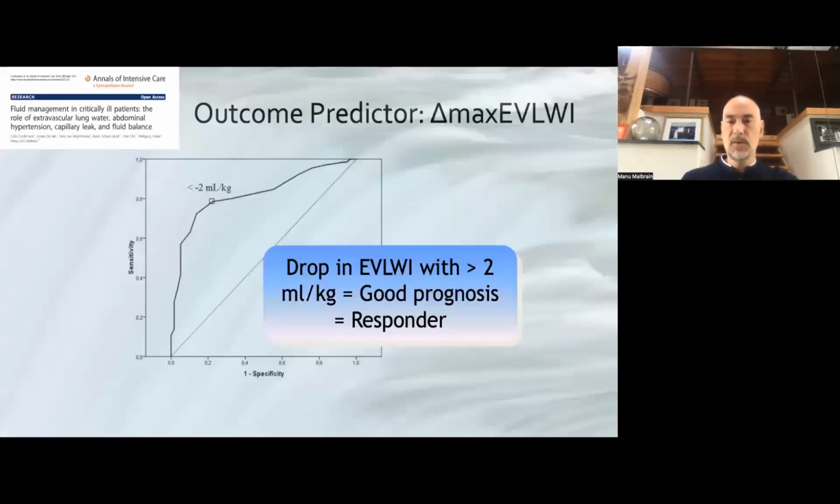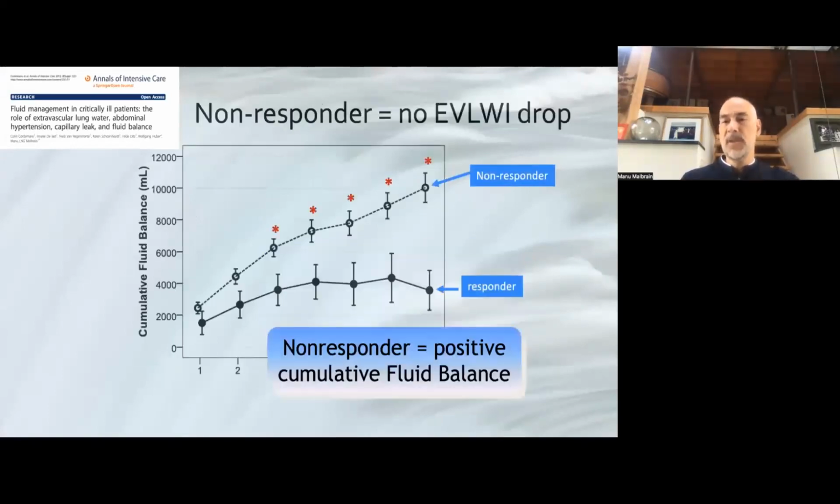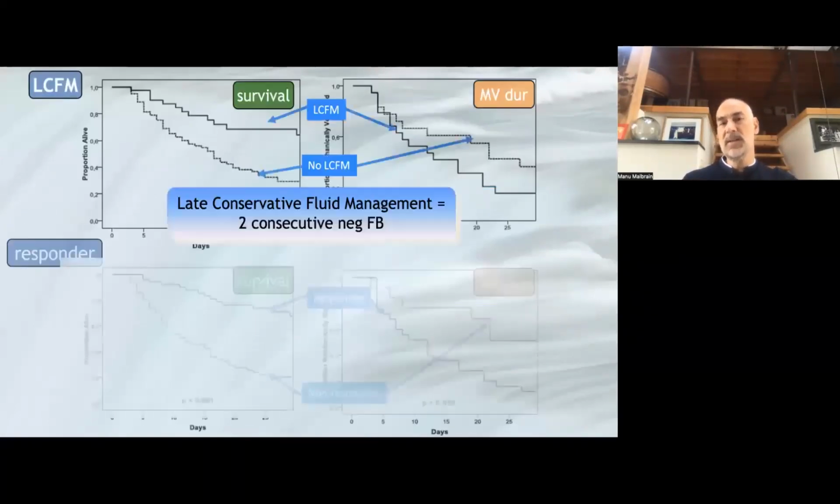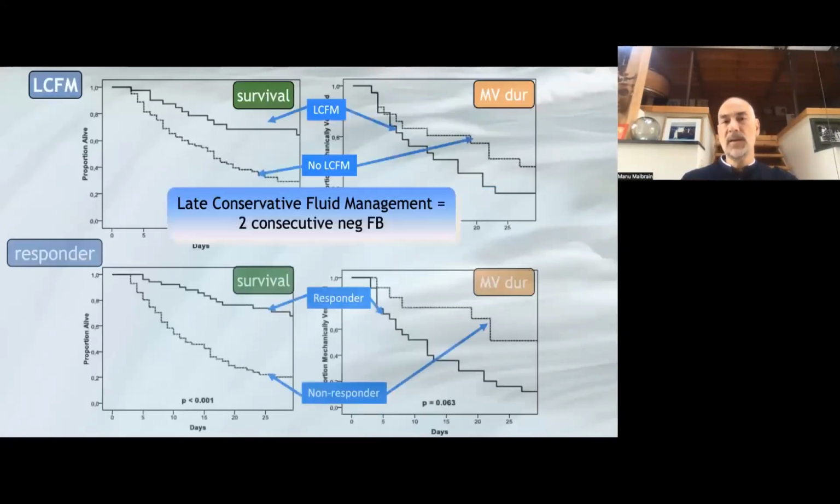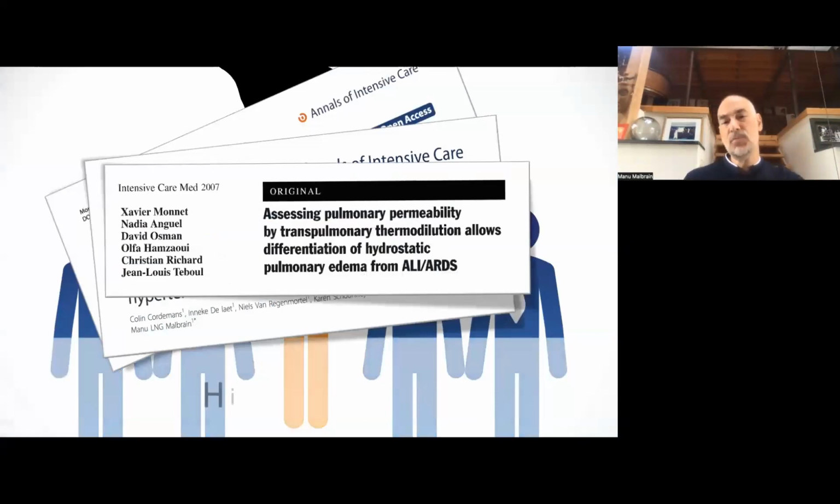So let's have a look at lung water, and this is a retrospective study, 123 patients, where we found that a drop in lung water of 2 mL per kilo was a good prognostic factor. And if we define a responder as the one who drops the lung water, you see that they have a less positive fluid balance. And with late conservative fluid management, remember, 2 negative fluid balances, these patients had better survival and faster weaning, and the responders also had better survival and faster weaning. So lung water and the dynamics of it seem to be interesting.